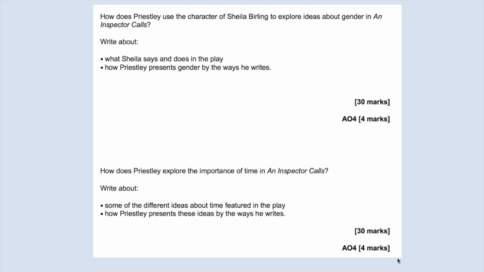Okay, so your gut reaction here might be that the first question is the hardest. It's restrictive, it's very narrowly focused, because it's not just about Sheila, and it's not just about gender. It's about how Sheila is used to present gender. And these tightly focused questions do put some people off. Some people like them, others are put off by them. The second question on time is more open.